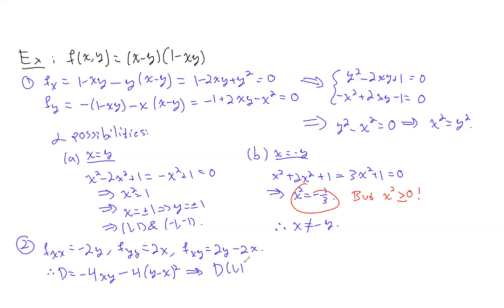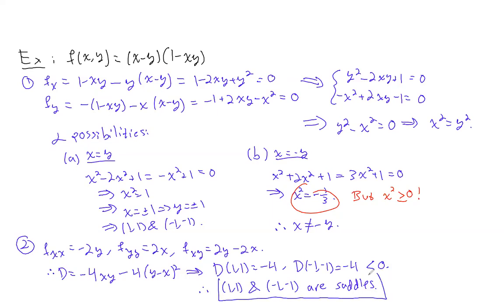Well, D(1, 1) in that case is going to be negative 4, which incidentally is also D(negative 1, negative 1). Both of which are obviously negative. So the answer in this case is (1, 1) and (negative 1, negative 1) are saddles. There's our answer.